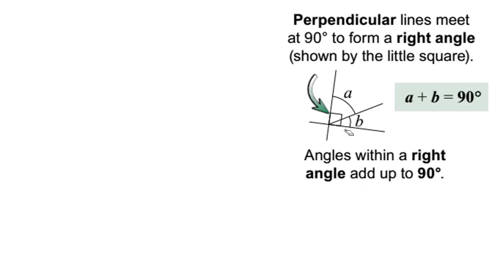Okay. And then the last one is basically angles at a right angle. Okay, so it says perpendicular lines meet at 90 degrees to form a right angle. Okay, so if you look at this one here, I've got this baseline here and that one there, making up a right angle. Now these two angles A and B, they will have to add up to 90 degrees because they make up a right angle, a right angle corner there.